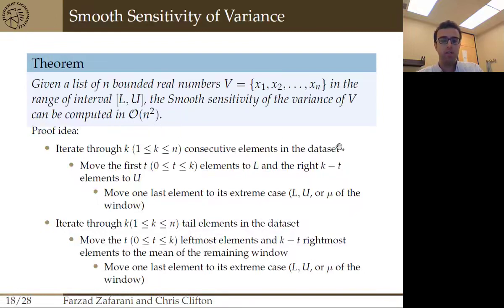So the high-level proof idea is that we iterate over k consecutive elements in a data set. We move the first t elements to L and the remaining k minus t elements to U, and we move one last element to its extreme case, L, U, or mu of the window. Or we move k tail elements in the data set. We move t leftmost elements and k minus t rightmost elements to the mean of the remaining window, and we move one last element to its extreme case, L, U, or mu of the window.